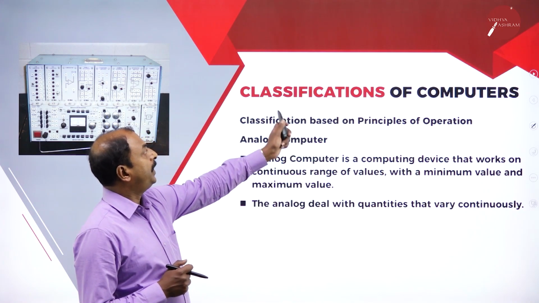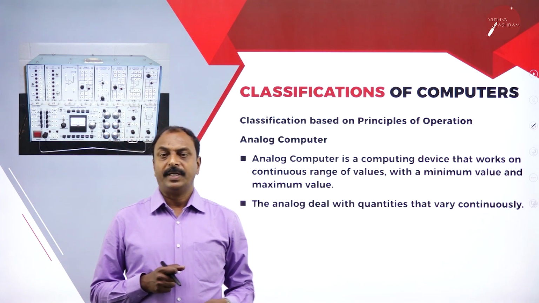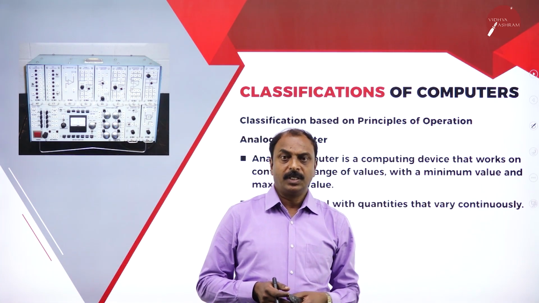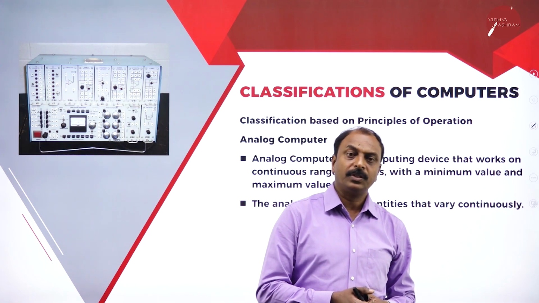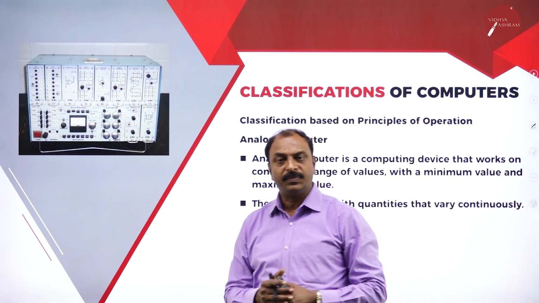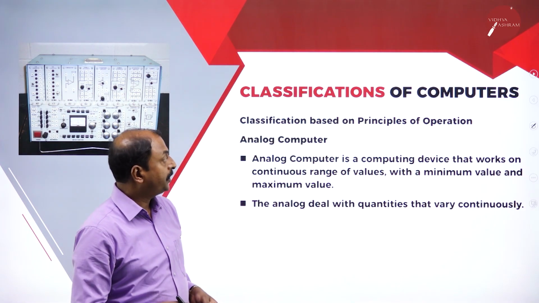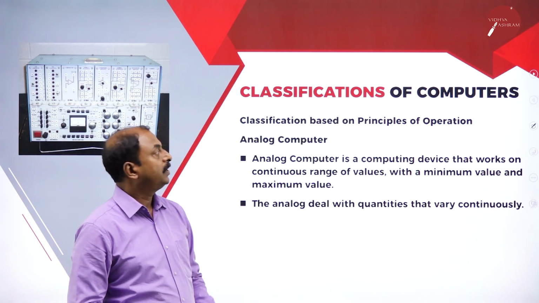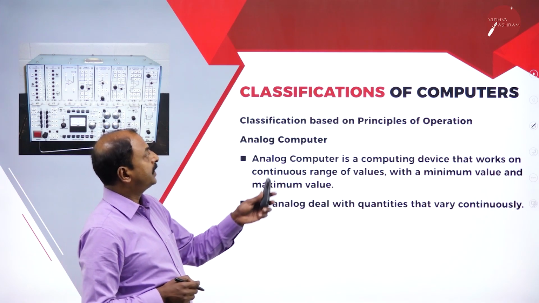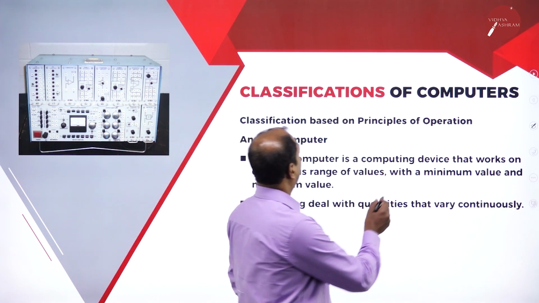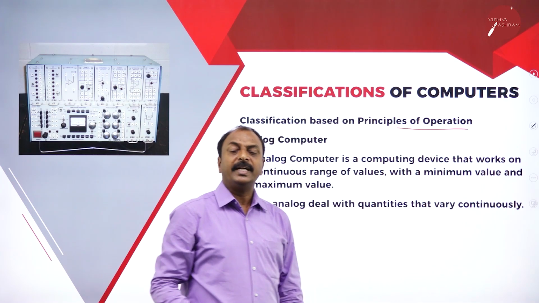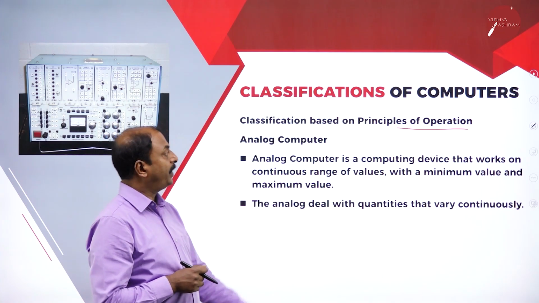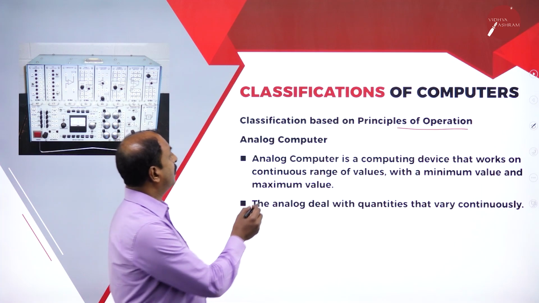So, mainly the computers can be classified based on two or three factors. One is based on the principle of operation, how a particular computer works. Based on this principle, that is a type of classification. The next type of classification is based on the technological configuration of a computer system. Now let us see the classification based on principle of operation. Based on its working, we are classifying the computers into different types. Under this, the first type is analog computers.